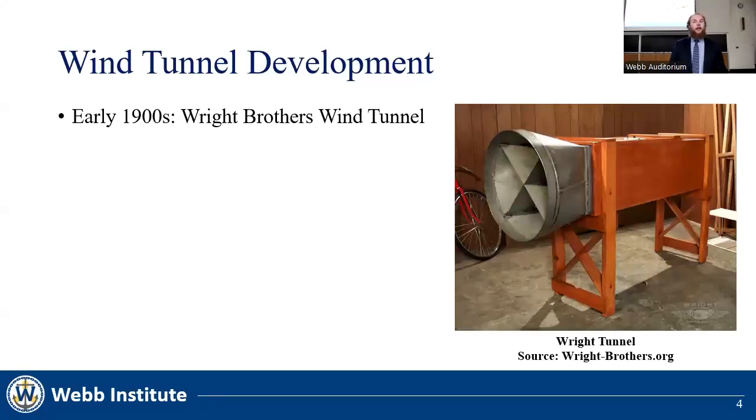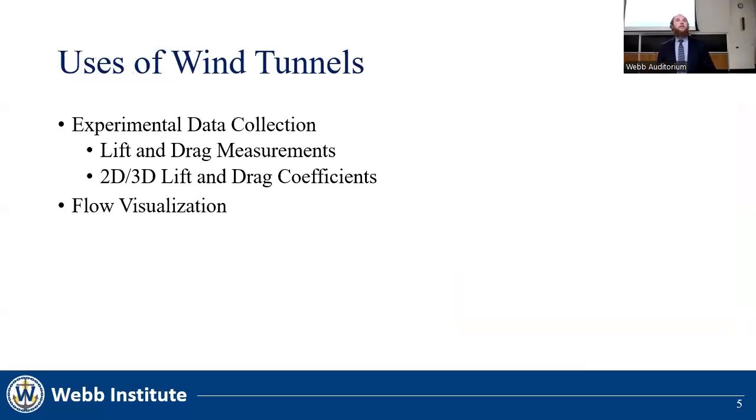In the early 1900s, the Wright brothers built an open circuit wind tunnel, which was crucial in the development of the world's first airplane. Wind tunnels allow for the collection of experimental data and can be used to measure the lift and drag forces on a test subject. These forces can then be converted into non-dimensional 2D or 3D coefficients. Wind tunnels can also be used to visualize fluid flow over a test subject.